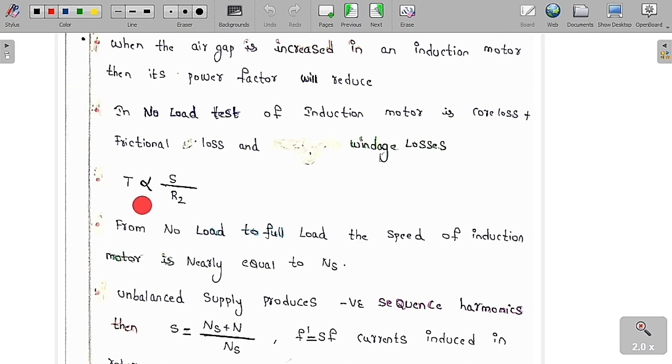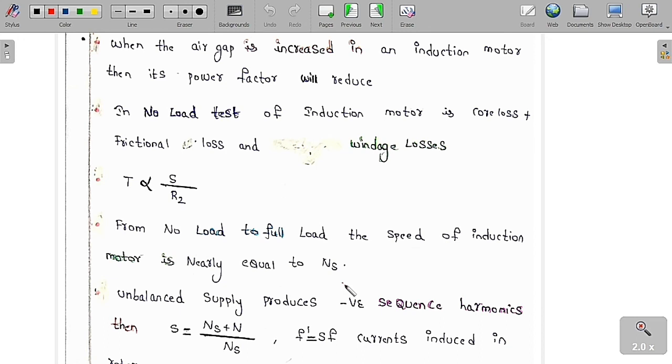I have already told you, in the stable region torque is directly proportional to S into V square by R2 into F. If I assume V is constant and F is constant, then torque is proportional to S by R2. From no load to full load, the speed of the induction motor is nearly equal to NS. It is lesser than NS, but not a huge difference. The difference between NR and NS is very small, so from no load to full load the speed will reduce, but only by a small amount.